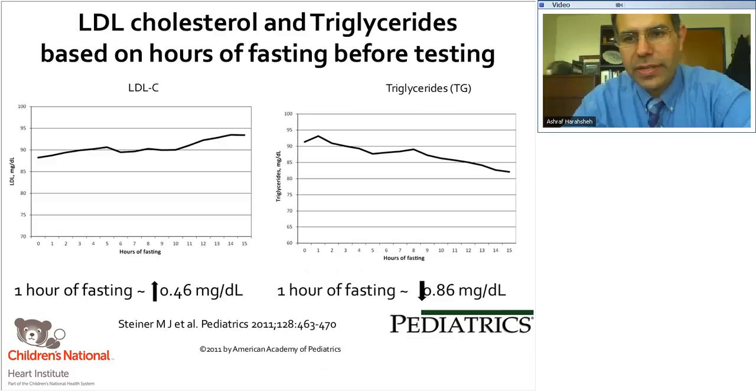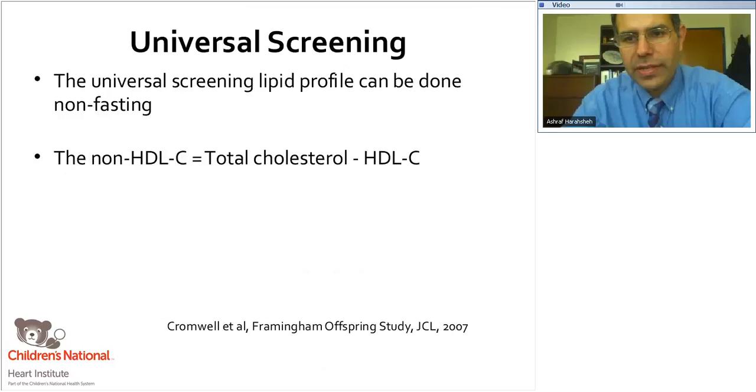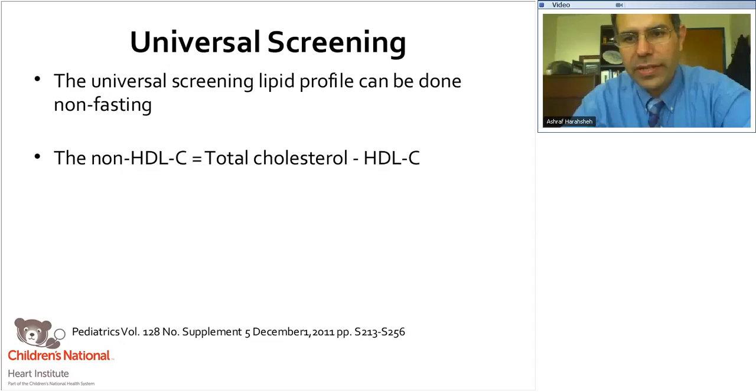On the other hand, triglycerides and LDL are affected by fasting. So we now have a measure called non-HDL that doesn't get affected by fasting, which is a good thing. But in previous studies, it was shown to be superior in predicting cardiovascular events in adults compared to the traditional LDL cholesterol. So not only is it easier to get, but it's actually more predictive. And that's why universal screening is asking you as a pediatrician to do non-fasting levels, focusing on the non-HDL cholesterol. Feel free, if you have any questions, to send them along with the presentations.